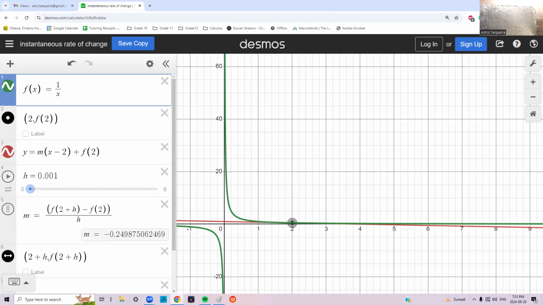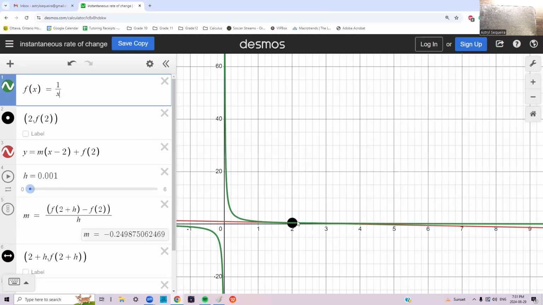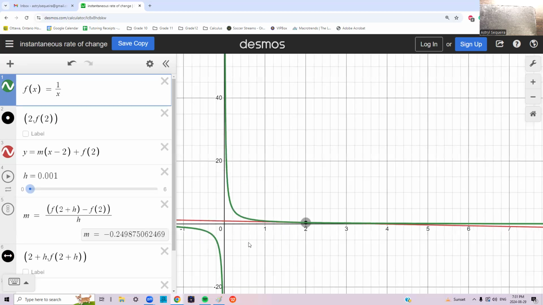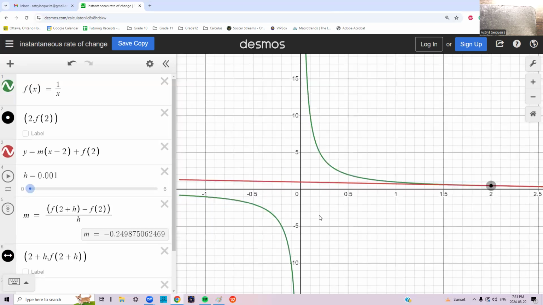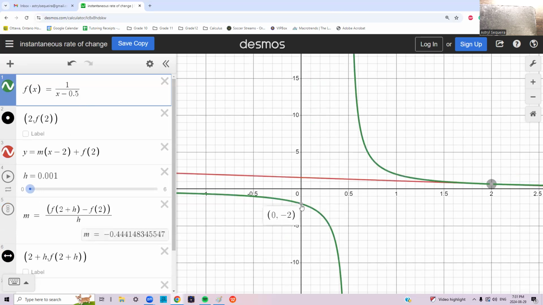And the other condition for this one was that the instantaneous rate of change at x equals 2 has to be positive 1.23. So now if I look at this over here, I can shift this function to the left. Let's zoom into this. There's 2 right there. It's at -0.5. So I can just shift this minus 0.5. As you can see, I just shifted the function to the left. So now I have a y-intercept of -2. You've satisfied that first condition.